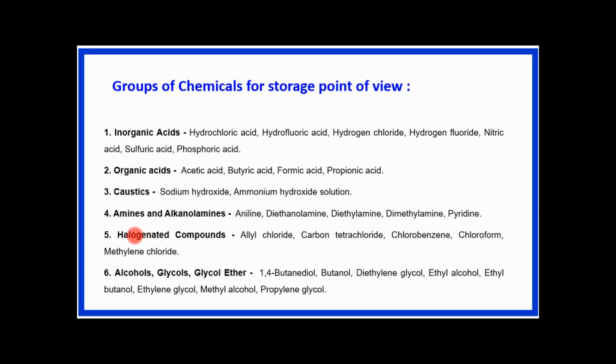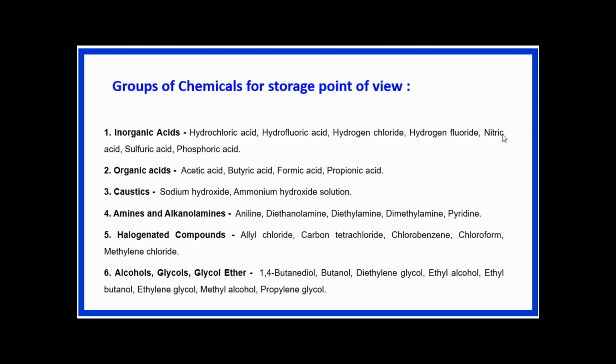Then the fifth group is halogenated compounds like allyl chloride, carbon tetrachloride, chlorobenzene, chloroform, methylene chloride, etc. The sixth group is alcohols, glycols, and glycol ethers. The examples are 1,4-butanediol, butanol, diethylene glycol, ethyl alcohol or ethyl butanol, ethylene glycol, methyl alcohol, propylene glycol.